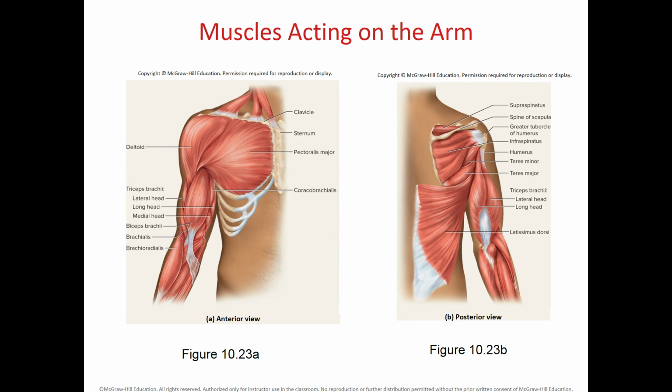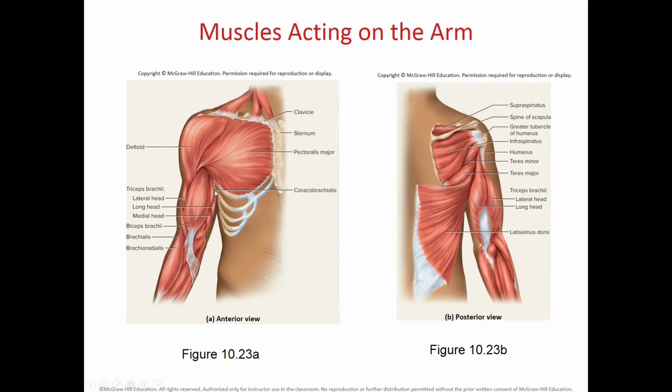And then we have the posterior compartment of the arm, which is this area. So here you have the triceps brachii with its lateral head and the long head. If you see here in this view, in the anterior view of the arm muscles, here you have the medial head of the triceps. So why is it called triceps? Because it has three heads.